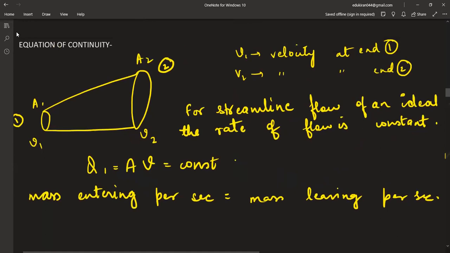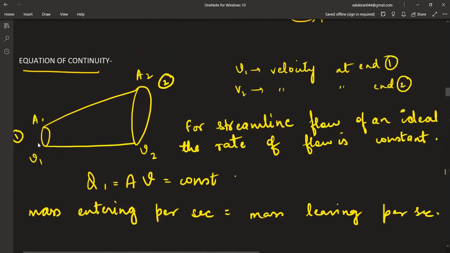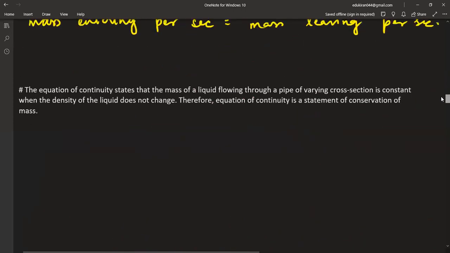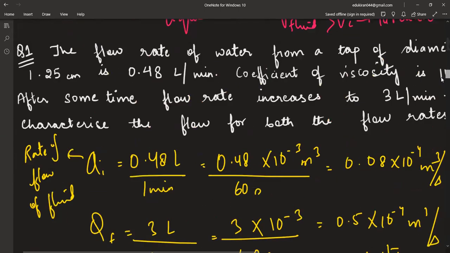The last topic from this section is the equation of continuity. This is a continuation of this only, that's why I'm not stopping right now. Velocity is V1, area is A1. Velocity is V2, area is A2. What have we studied? That area into velocity is constant. So A1 V1 is equal to A2 V2. This will always remain constant. That's it. Write down the solution.